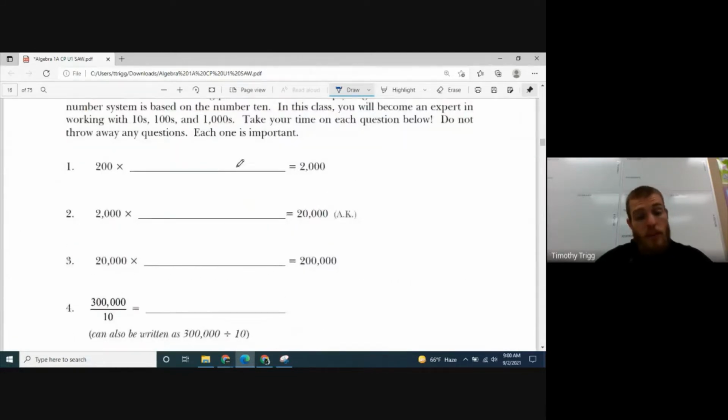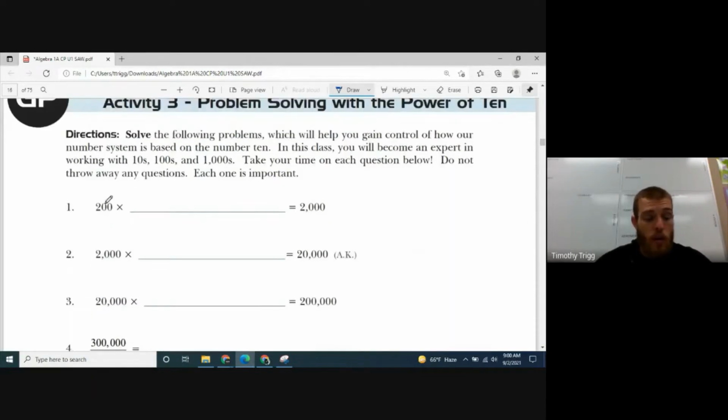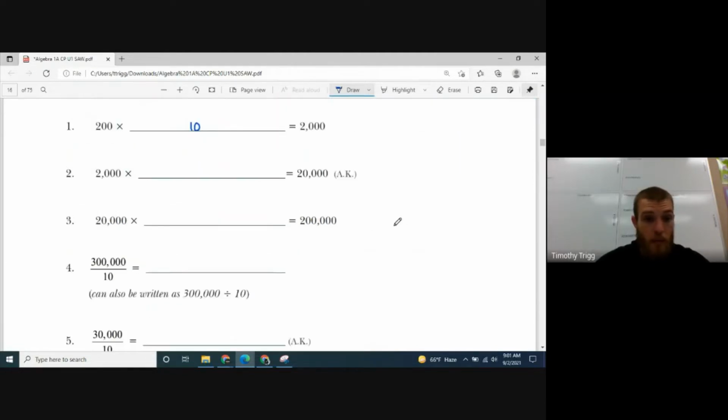All right. These are kind of the same problem, right? So 200 times what gives me 2,000? How many zeros do I need to add? Well, 200 has 2 zeros, 2,000 has 3, so I need to just add 1 more zero, so times 10. And again, you could always check with your calculator. 200 times 10 should give you 2,000. See if you could do number 2 and number 3 on your own.